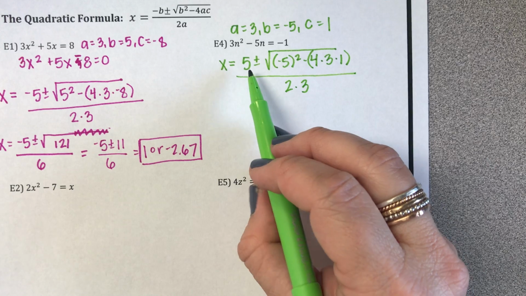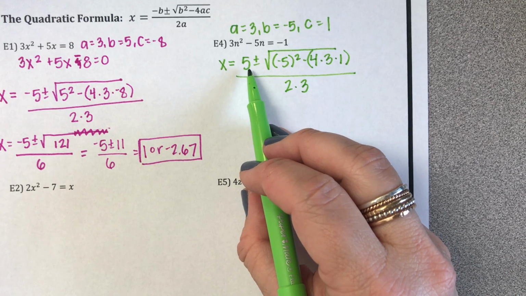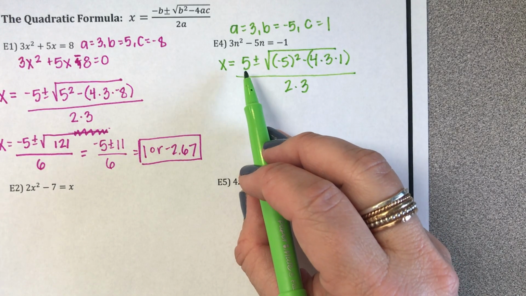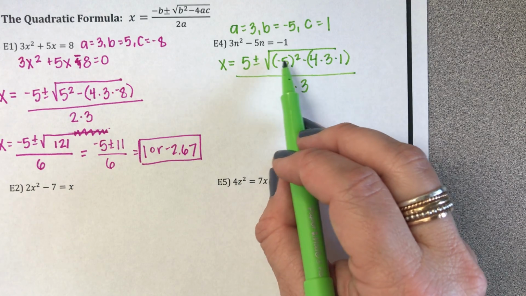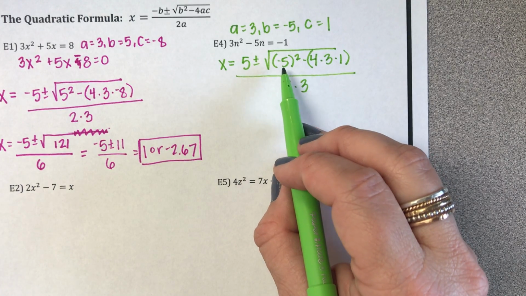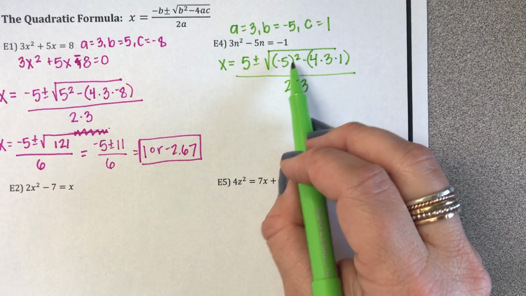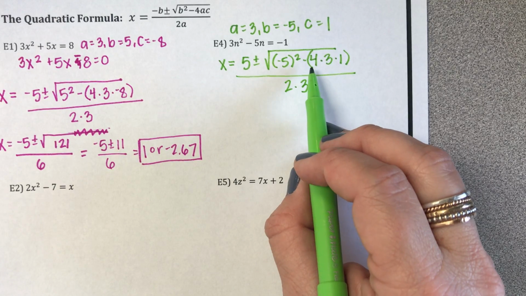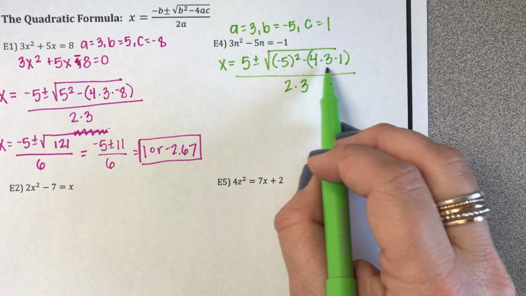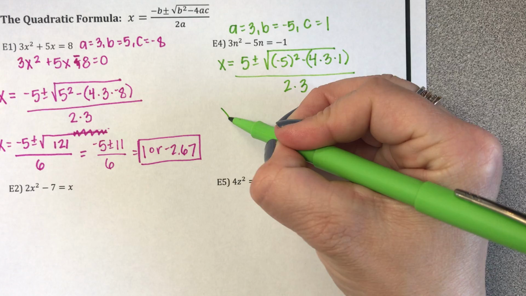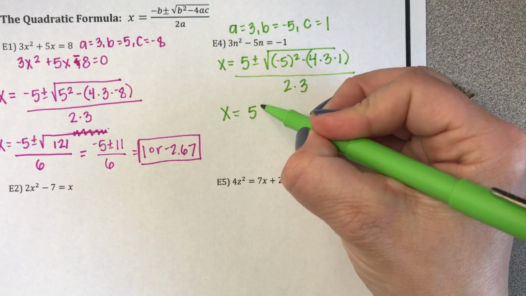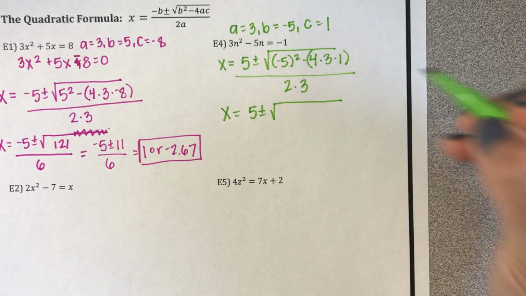So notice when I did negative b, it's negative 5, which is positive 5. I put this in parentheses here because I want to make sure that when I square it, I'm including the negative, and then 4 times a times c. There we go. So x equals 5 plus or minus the square root.